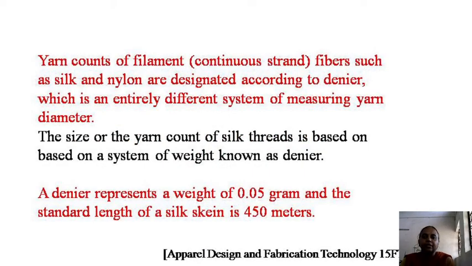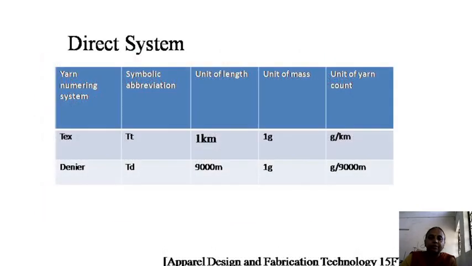Yarn counts of filament continuous strand fibers such as silk and nylon are designated according to the denier. The size of the yarn count is based on the system of the weight denier. You know the denier is 0.05 gram and the skein is 450 meters. This is the direct yarn numbering system, tex and the denier. In a direct system, we are using tex and the denier. Symbolic abbreviation: tex is Tt, denier is Td.